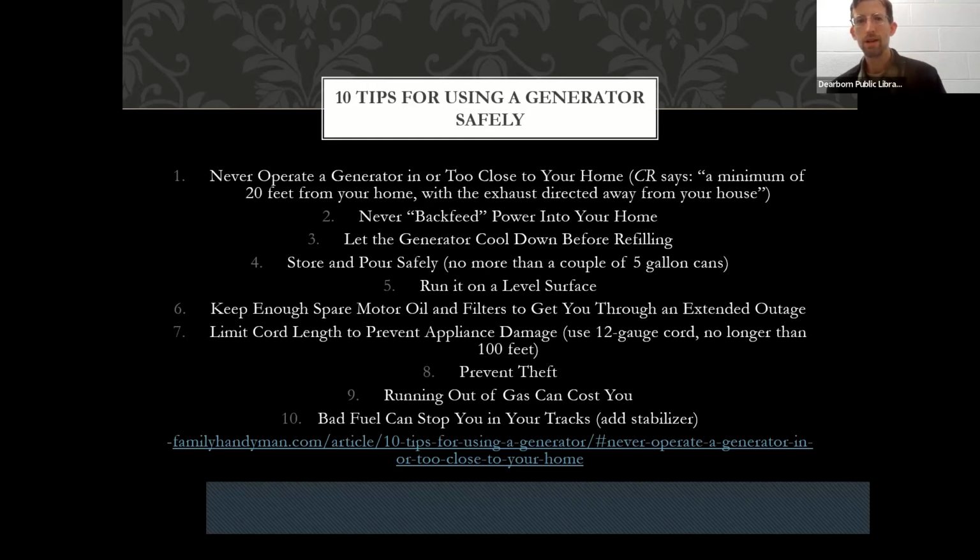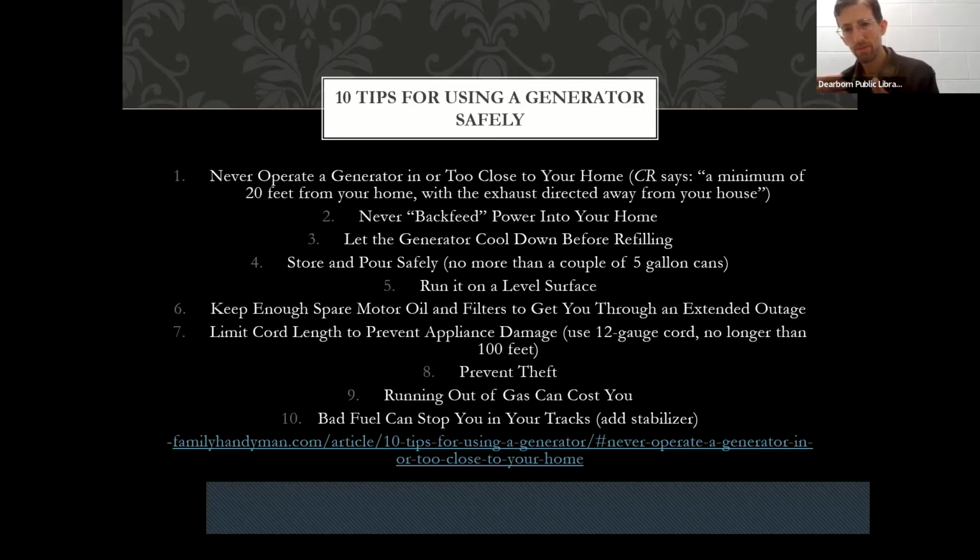Five, run the generator on a level surface. Six, keep enough spare motor oil and filters to get you through an extended outage. Seven, limit cord length to prevent appliance damage. They said in this article, use a 12-gauge cord. And the lower the gauge, the thicker the cord is. So if you see one that's like a 16 gauge, that might not be good enough. They recommend a 12-gauge cord. They're kind of thick, and no longer than 100 feet.